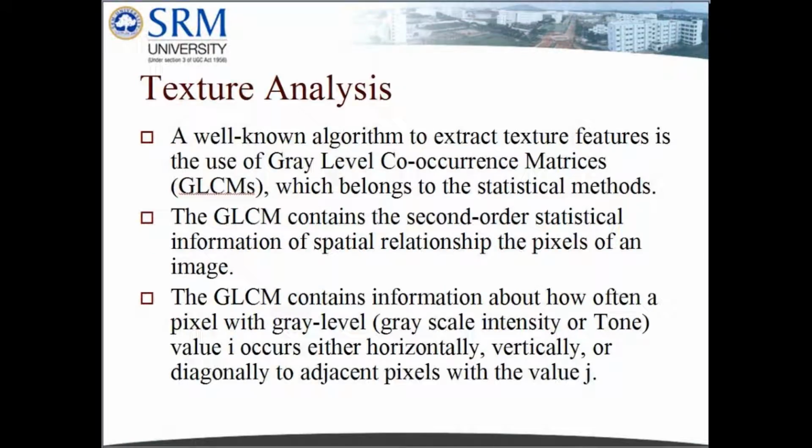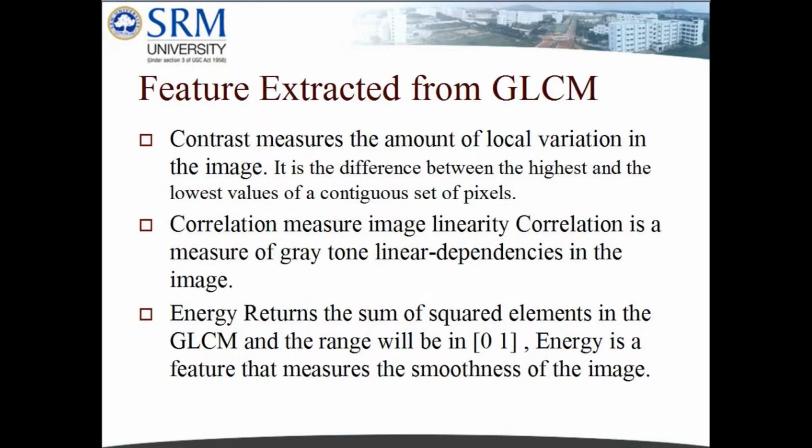In texture analysis, a well-known algorithm to extract features is the use of gray level co-occurrence matrices, which belongs to the statistical methods. The GLCM contains second-order statistical information of the spatial relationship of the pixels in an image. The GLCM contains information about how often a pixel with gray level value i occurs horizontally, vertically or diagonally to adjacent pixels with a value j. Features extracted from GLCMs are contrast, correlation, energy, homogeneity and entropy.